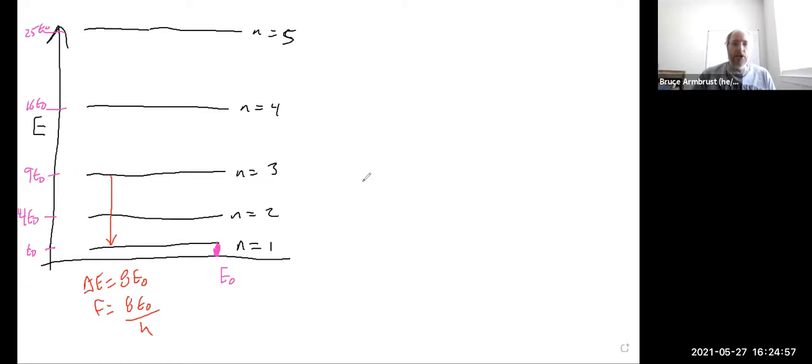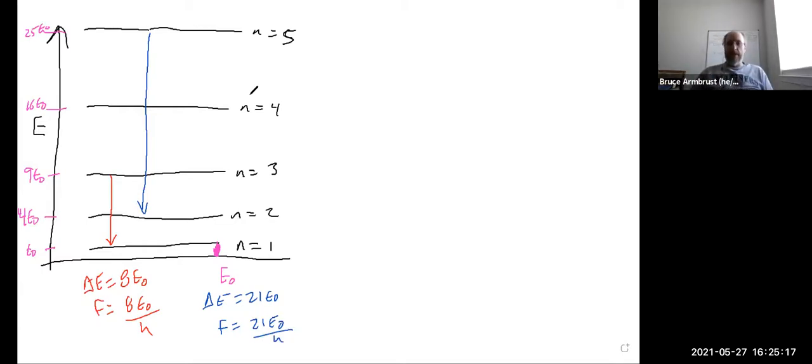Now, if we do a different drop, like let's say we go from 5 to 2, that one, its change in energy is going to be 21 E naught. So its frequency is going to be 21 E naught over h. So each one of these drops is going to lead to a different frequency, depending upon what that energy gap is as it's dropping from one level to another.